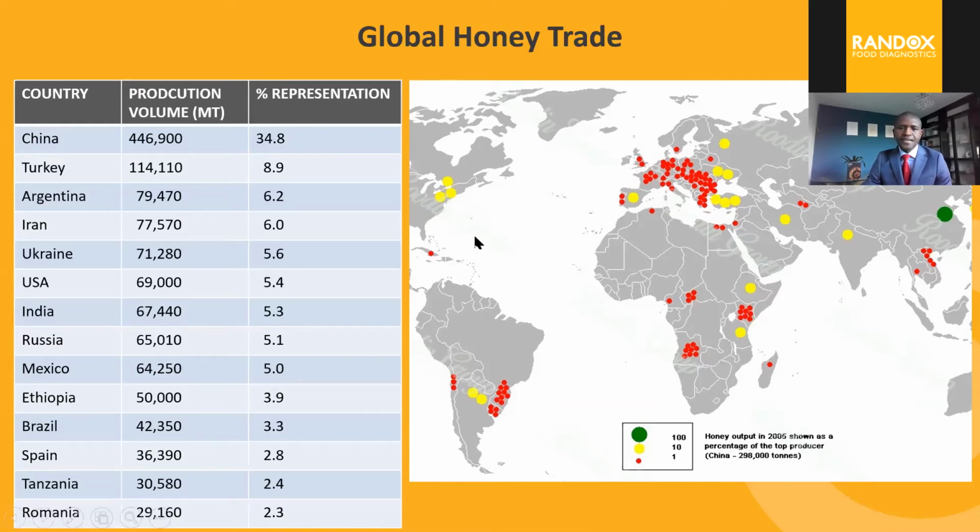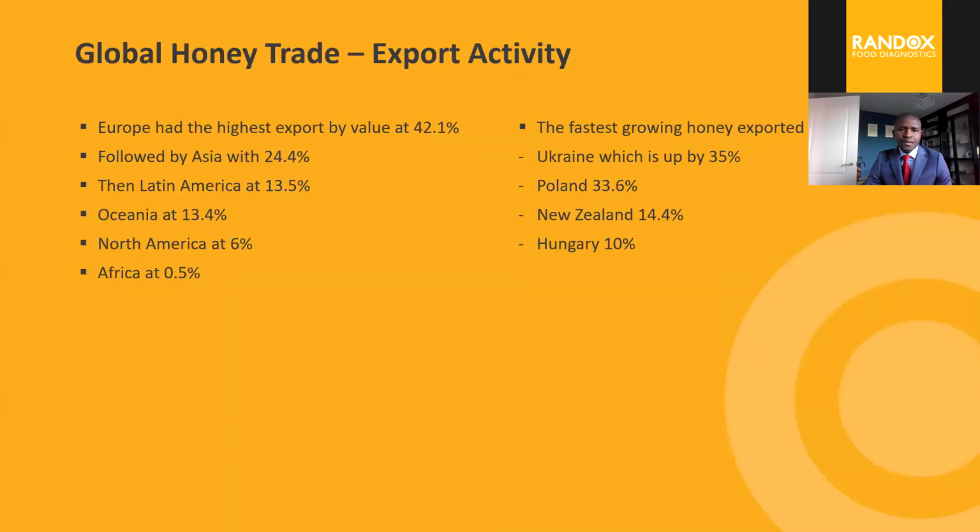Okay, and then so these are all the major regions where you have a lot of production, and you can see that in Asia, China is the largest. Okay, and then so export activity is quite important when we talk about honey, because this is a product or commodity that is of international importance.